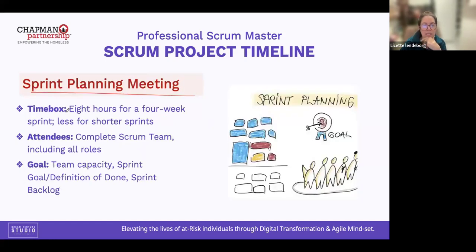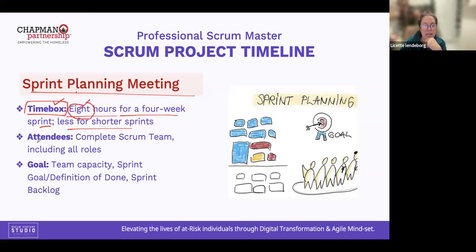So the sprint planning meeting is a time box, meaning that this is a specific duration. It's fixed. 8 hours for a 4-week sprint. It could be less for shorter sprints, but the rule is 8 hours. So keep that in mind, 8 hours duration.